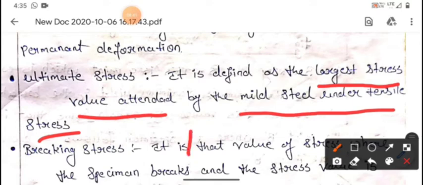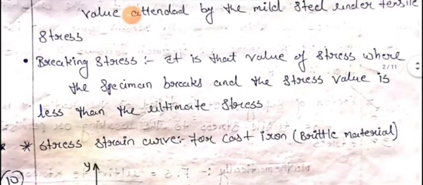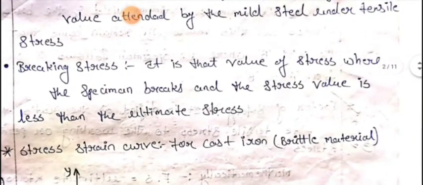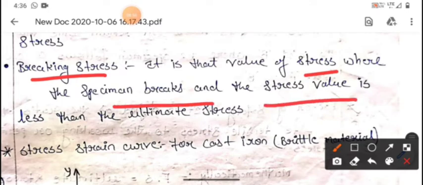And beyond that, as the load goes on increasing, what will happen? The material will break. The next point is breaking stress. The breaking stress is the value of stress where the specimen breaks, and the stress value is less than the ultimate stress.